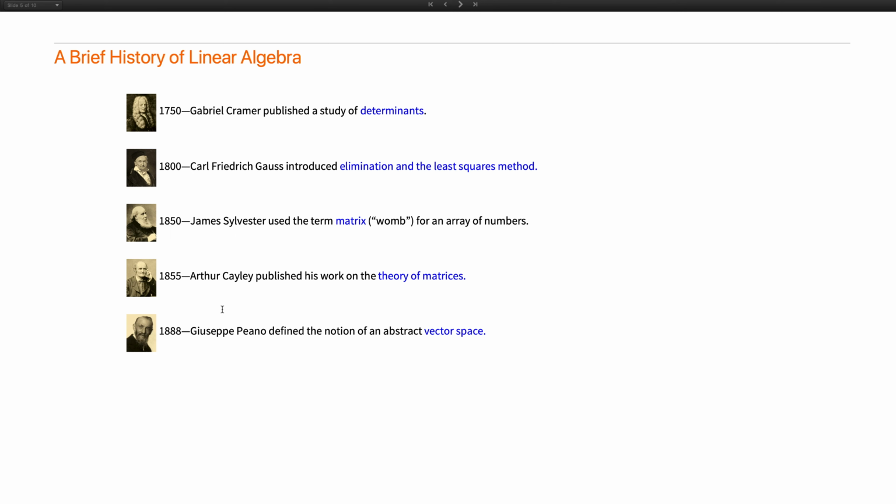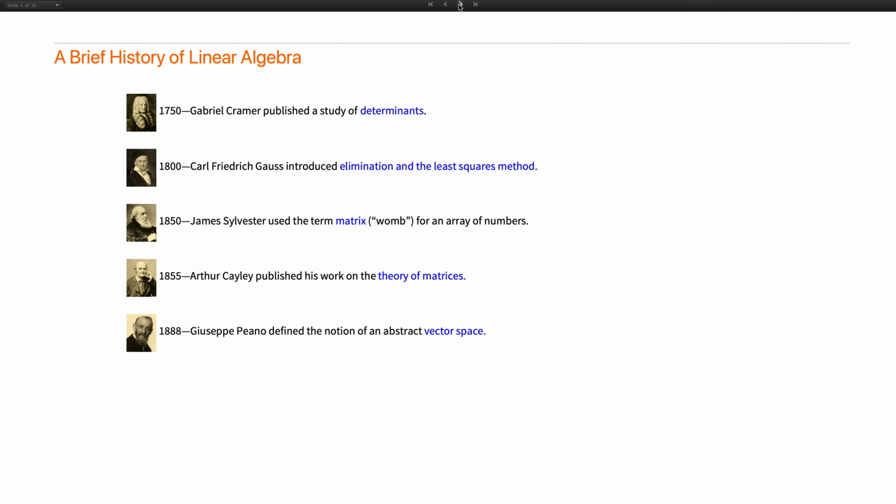And a little later, in 1888, Giuseppe Peano actually talked about vector spaces. So in the modern mathematical world, vector spaces, of course, were very, very important. But in this course, we'll not worry too much about them. We'll mostly work with matrices and determinants as taught to us by Cayley and Sylvester.